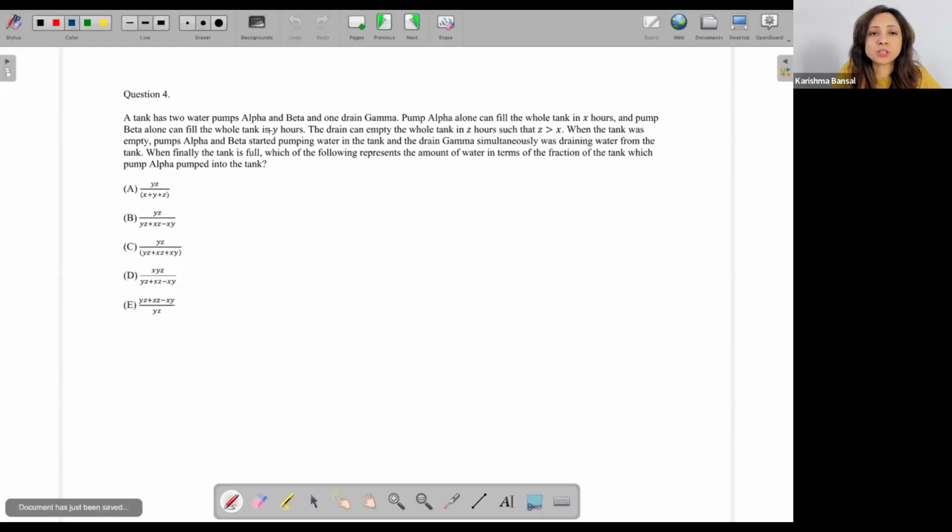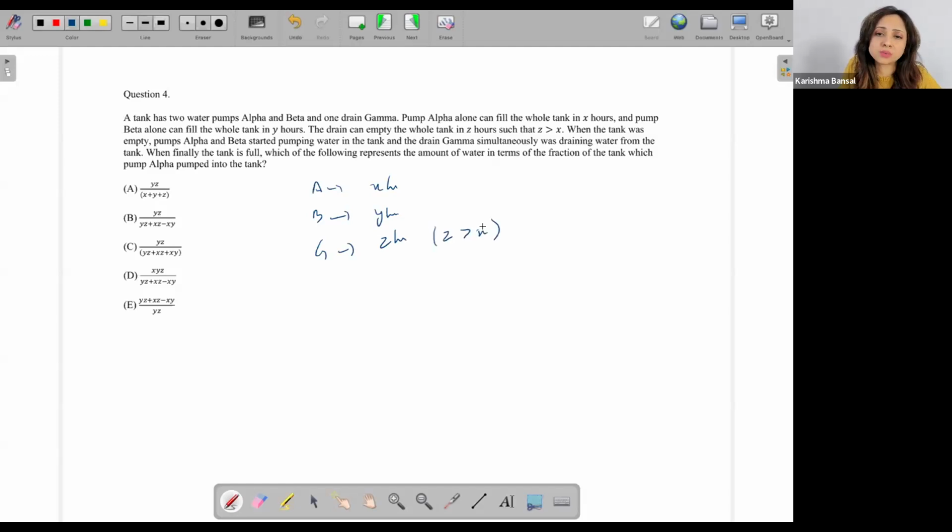A tank has two water pumps, alpha and beta, and one drain. Alpha can fill the whole tank in X hours. Beta can fill it in Y hours, and gamma, a drain, can drain the whole thing in Z hours. Of course, we're given that Z is greater than X.